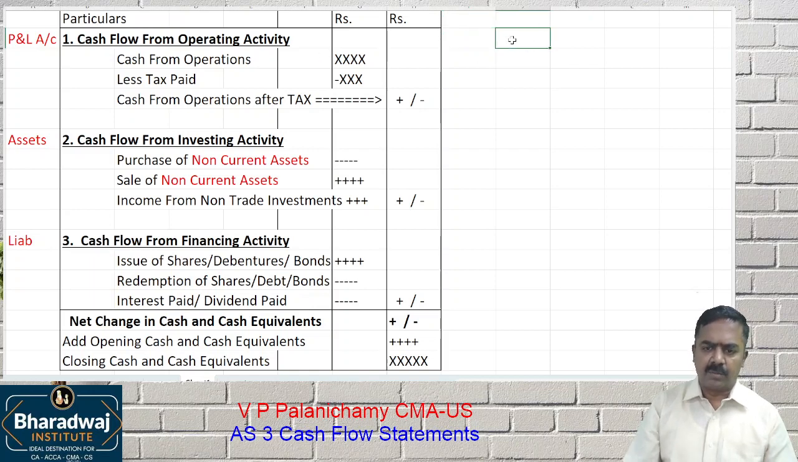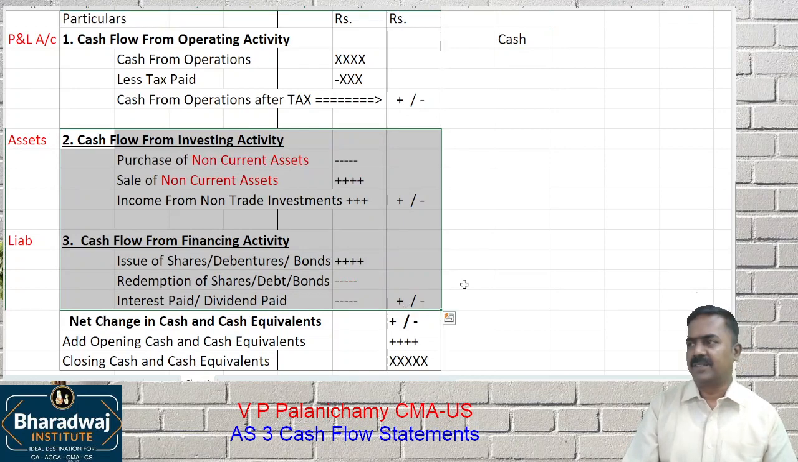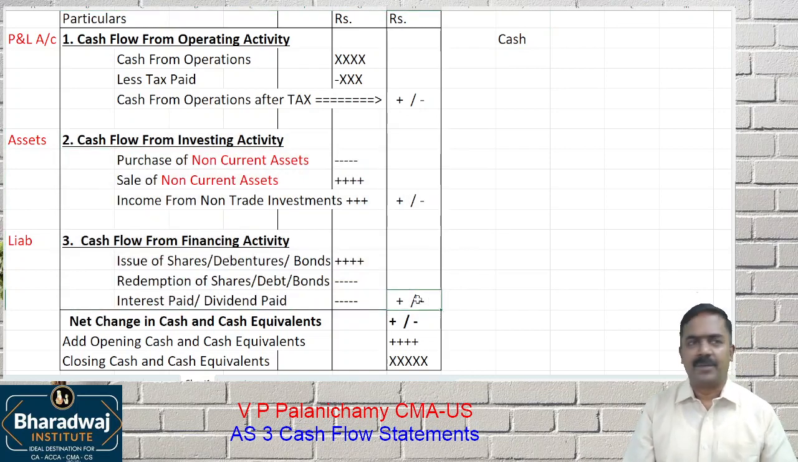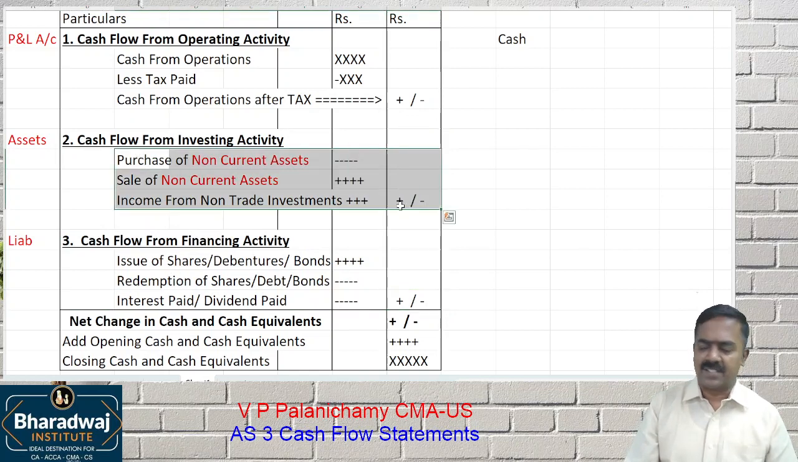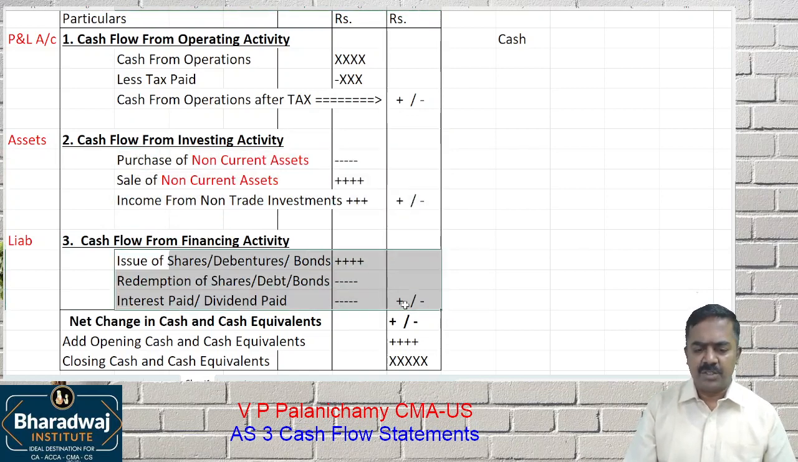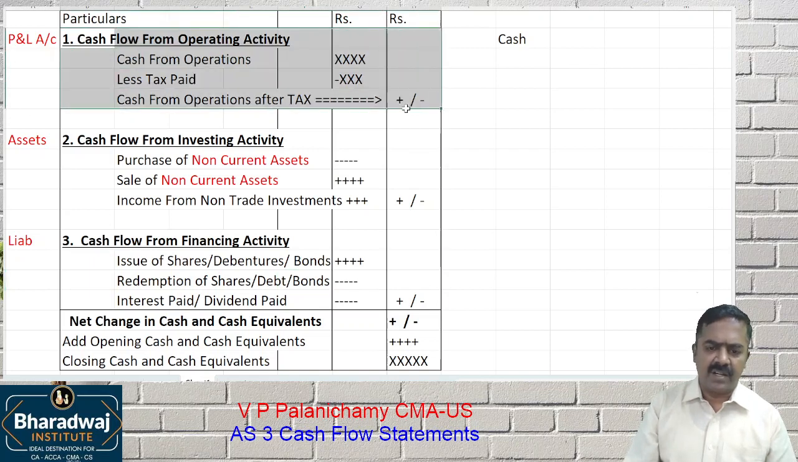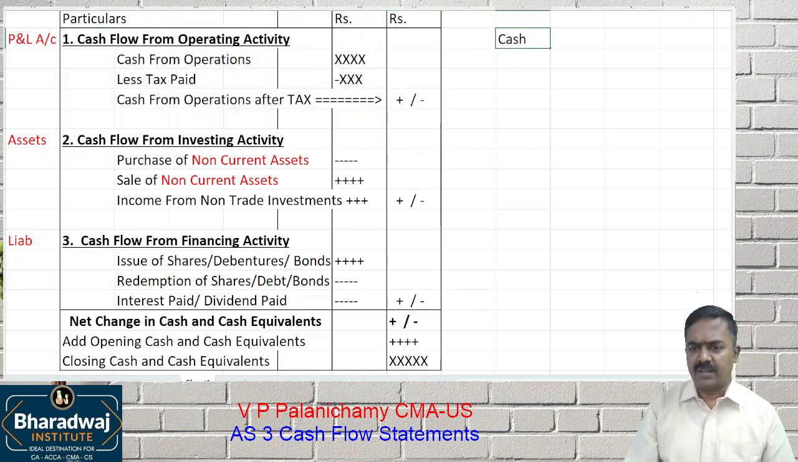Now we'll start to learn about which activity. There is nothing to learn about the second and third parts. You can identify purchase of assets, sale of assets, issue of shares, redemption of shares, because you will be given the last year balance sheet and current year balance sheet. Based on that, you will be able to identify. The first one will take a lot of time. What is the first one? Cash from operating activity.